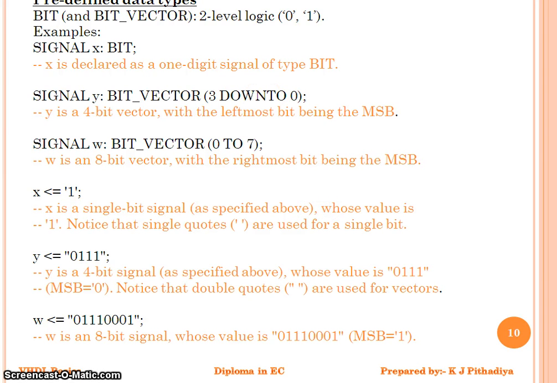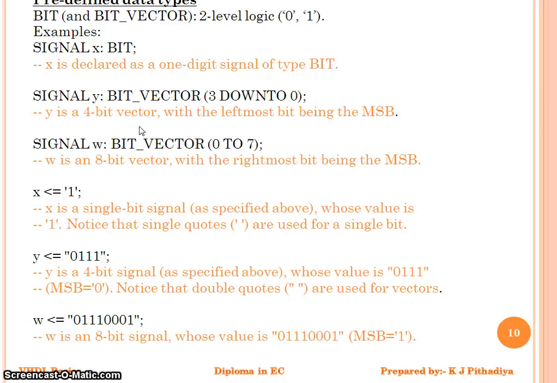Now for the predefined data types, we can go for a few examples. First, bit, where bit can be considered as two logic levels. Either it can be 0 or it can be 1. The example: signal x : bit. That means we are defining x as a bit, and that is also a signal. That is a 1-digit signal of type bit. Next, we can go for a bit vector. Signal y is bit_vector (3 downto 0). So y is a 4-bit vector because we are starting from 3 and going down to 0. So 3, 2, 1, 0.